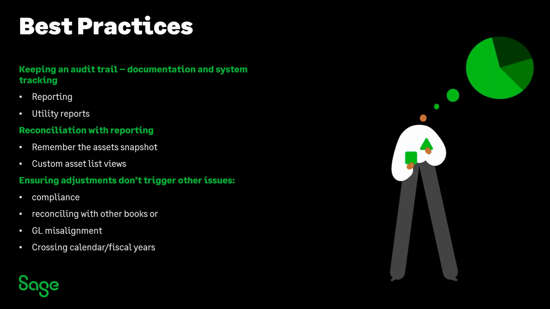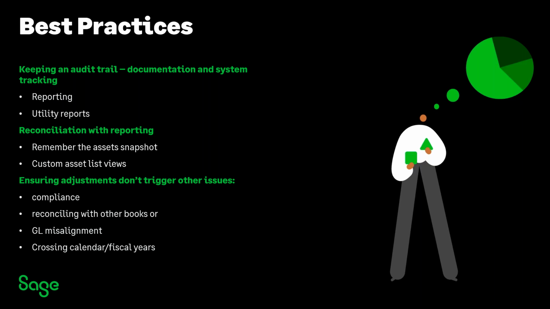Ensuring adjustments that don't trigger other issues, meaning what we talked about in earlier slides, is proper, right? Proper adjustments. We don't want to trigger other issues with compliance or reconciling other books or misaligning our GLs too. So things that people forget: if there's a misalignment between GL and the subledger, it usually comes down to an adjustment that occurred that someone didn't take care of at the time.